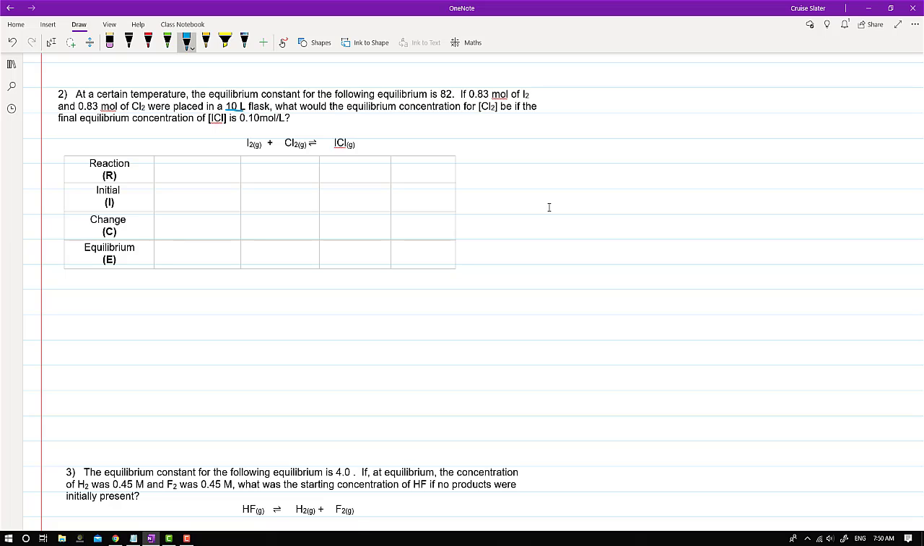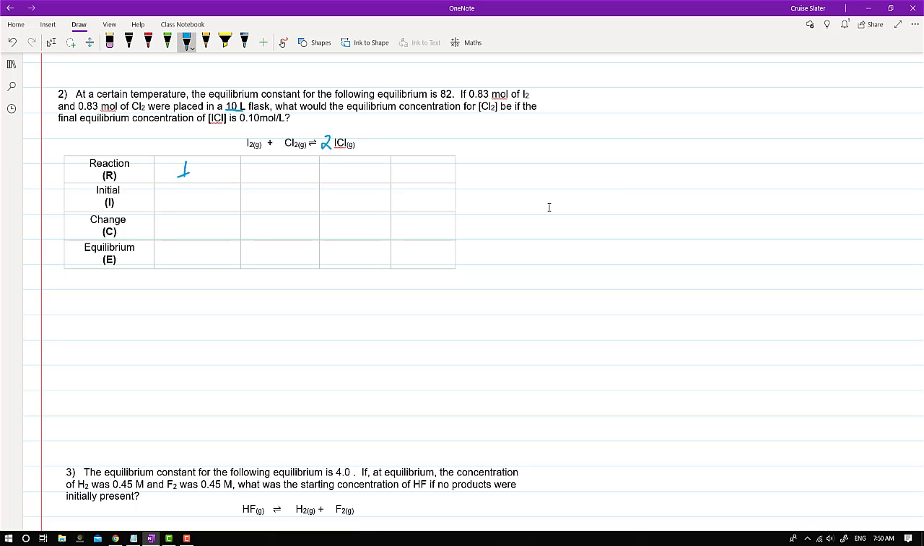All right, it's a pretty big question. A lot of information in there. Let's break it down piece by piece, and that is the purpose of using the RICE table. So remember, start by balancing the equation. 2 moles of iodine reacting with 2 moles of chlorine to give a single mole of iodine monochloride. Well, we just got to put 2 there. Now we're balanced. Second thing we want to do is start filling out the reaction table.